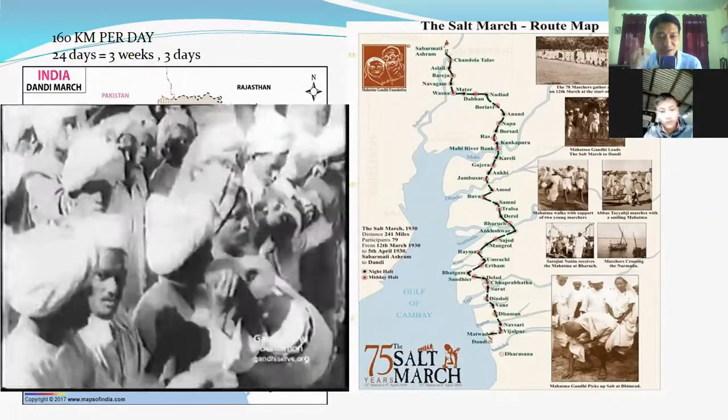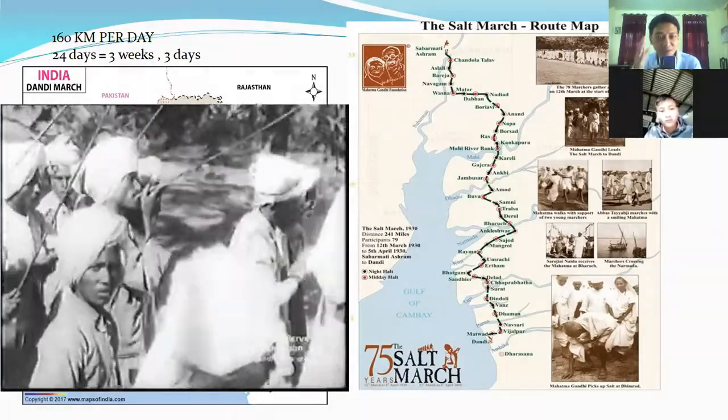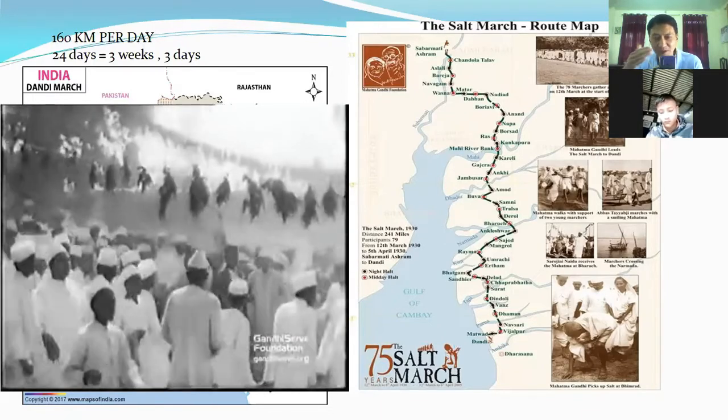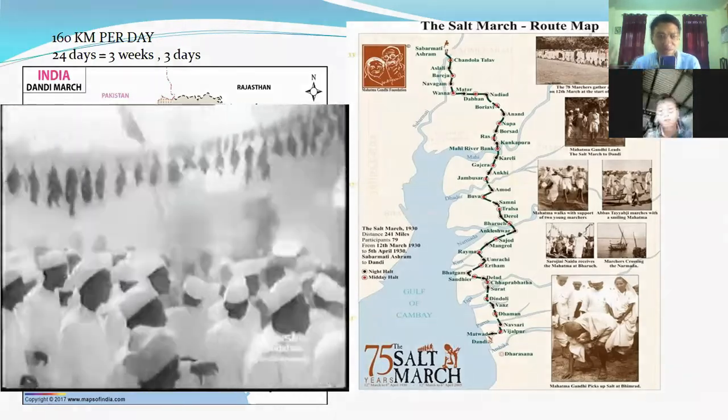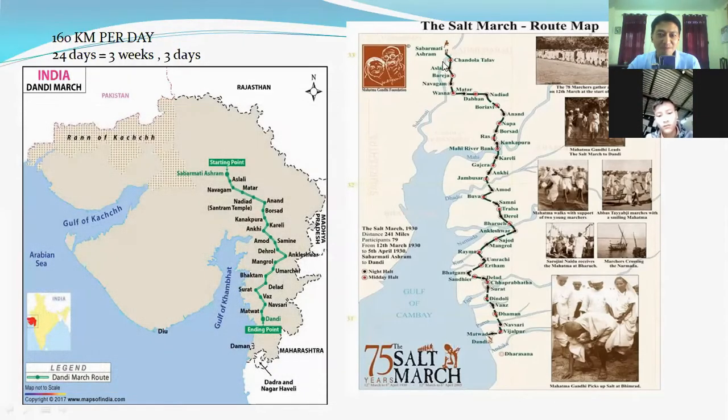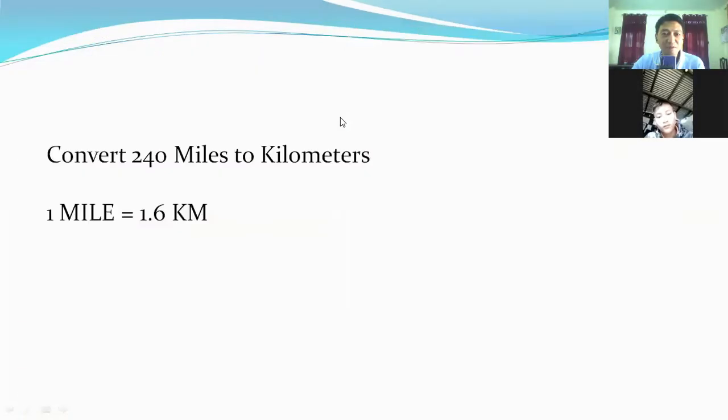Now, just imagine the scale of this event. If it was today, the news channels would not stop talking about it. There would have been a live telecast going on and on. You can see also on the map on the right, he would have two halts. He would stop once in the daytime and once at night. That means a total of 48 stops were there. 3 weeks and 3 days later, he reached the sea coast in Dundee or Dunda, and he broke the salt law.